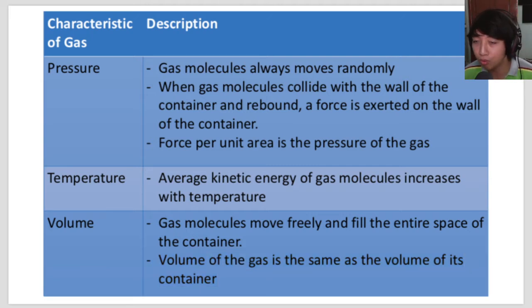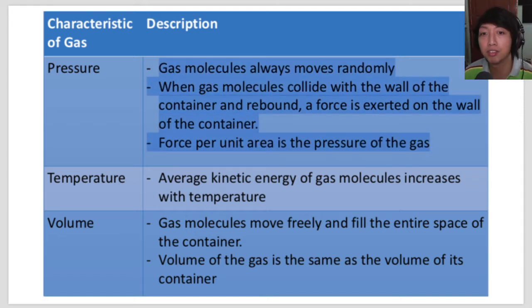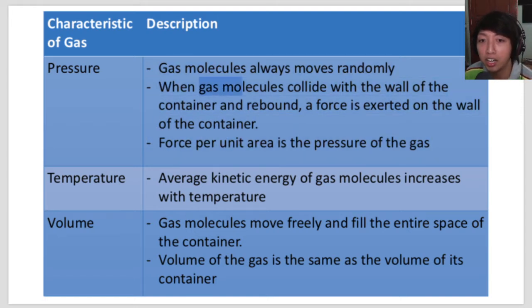Now, when you read these three things together carefully, you start to understand how these three things actually are related to one another, right? For example, and this is still something that we learned already in Form 2. For example, pressure. Pressure is caused by what? When gas molecules collide with the wall. That's what causes the pressure. These collisions.